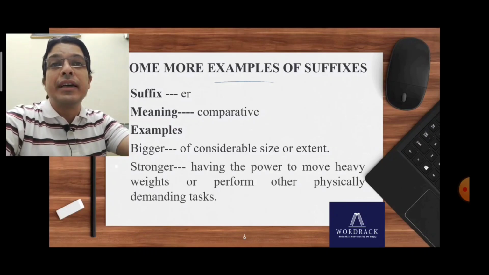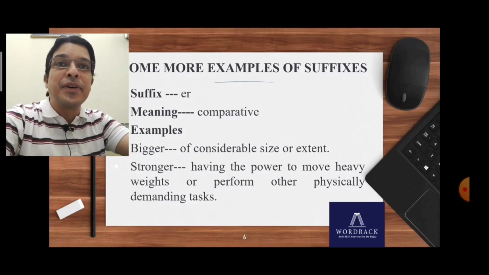Likewise, stronger, having the power to move heavy weights or perform other physically demanding tasks. But the important thing, whenever we use the suffix ER, it will always be for comparative form. By comparative form, I mean that there will be comparison between two things or two people. He can be bigger than the other person.